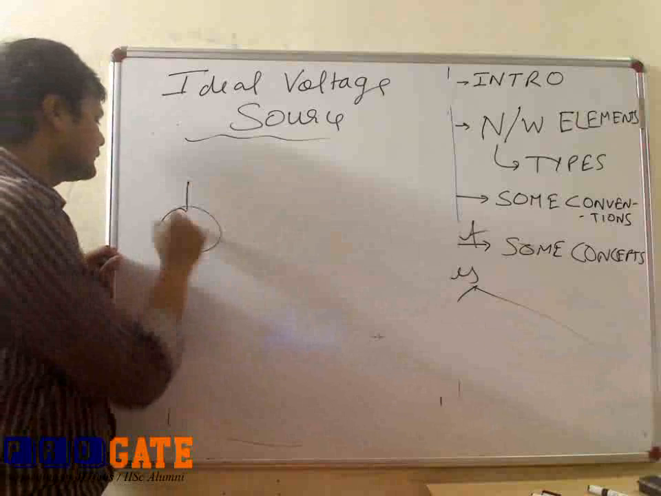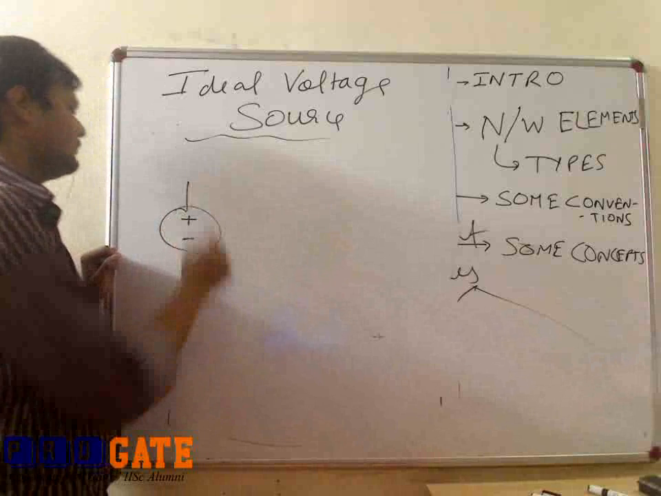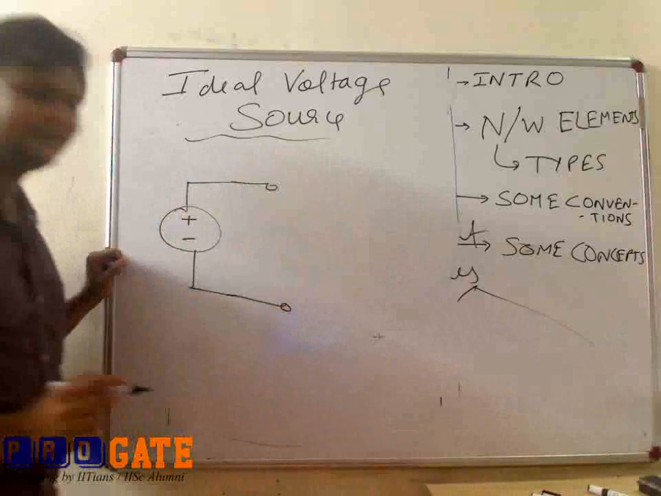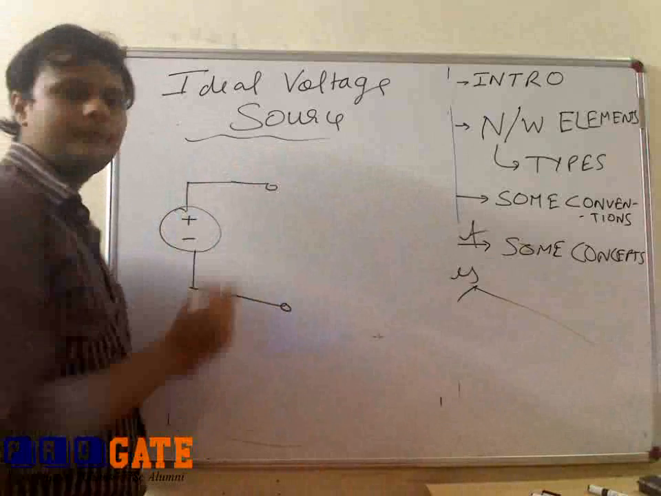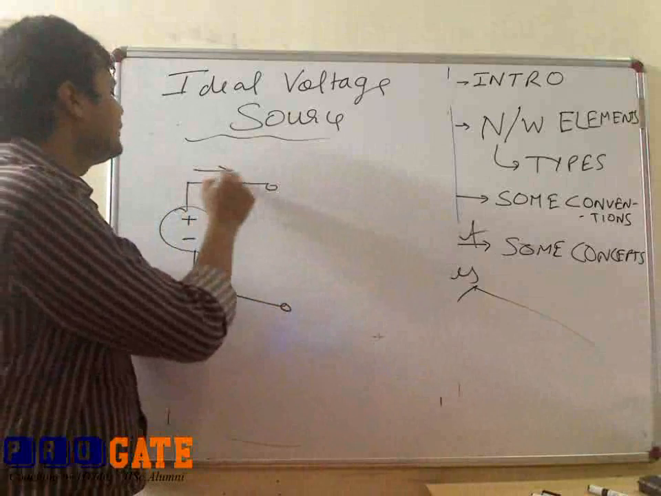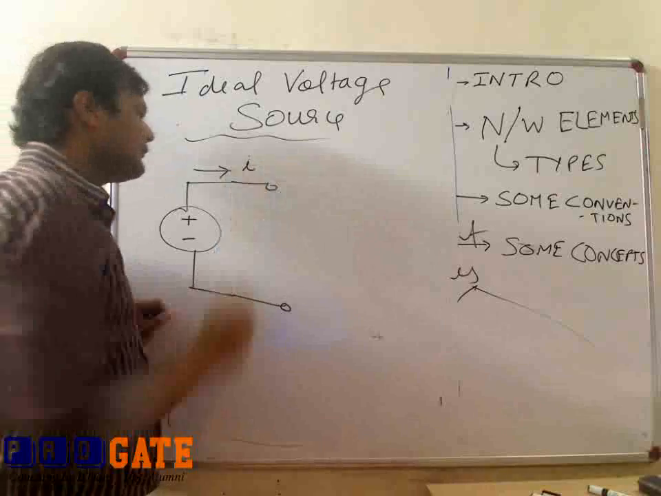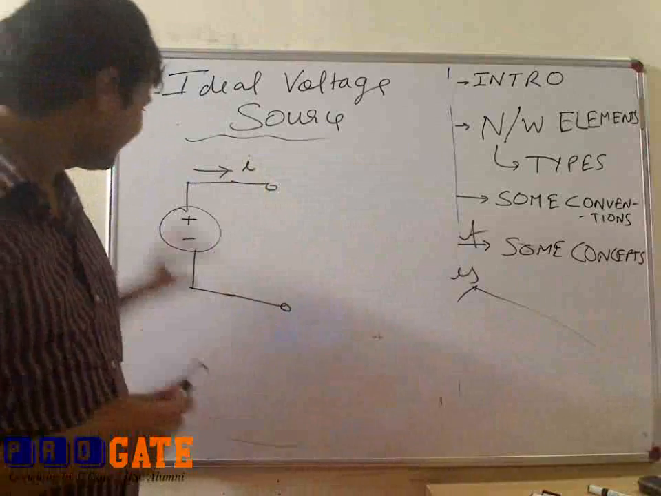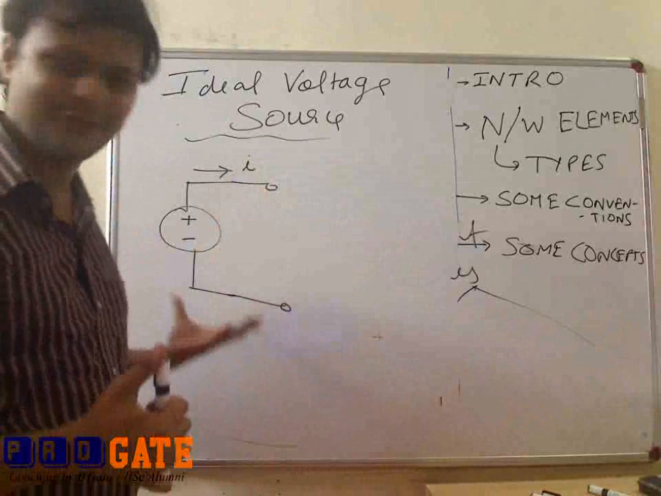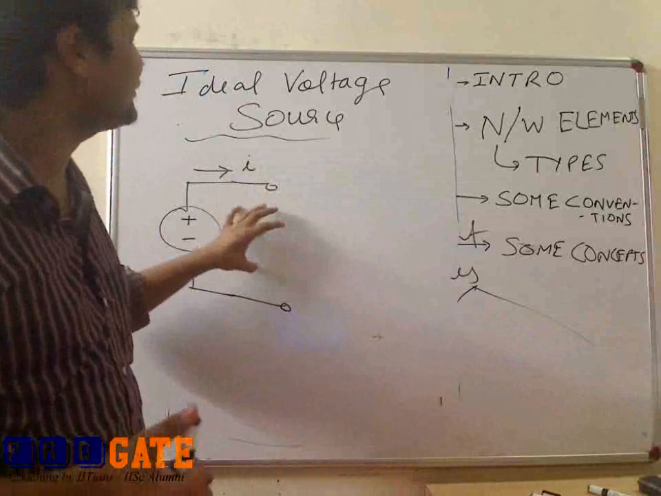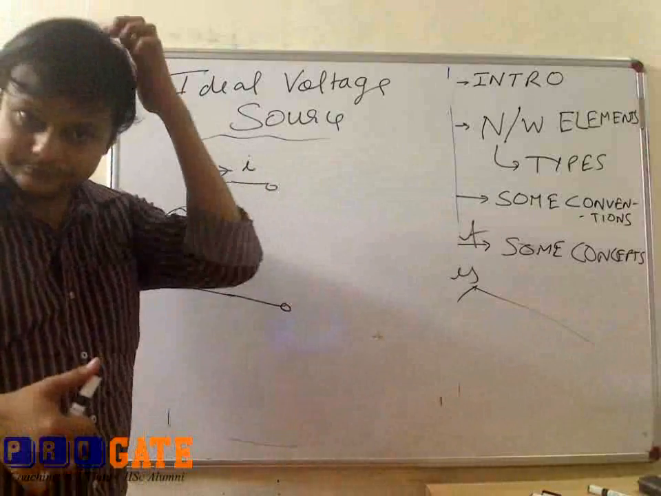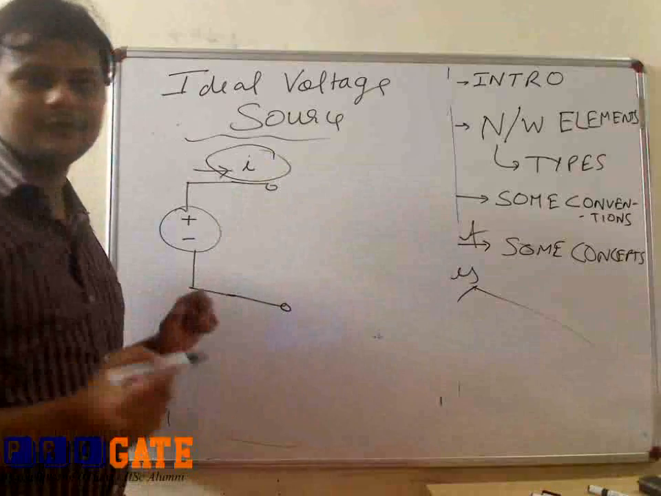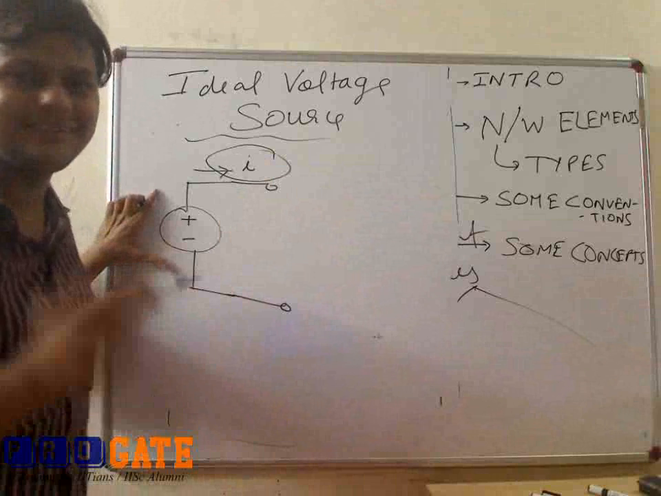Suppose I have a voltage source. This is how one can represent an independent source. This is a voltage source and one can draw an infinite amount of current from it. If one can draw an infinite amount of current from this source, then it is very good. This is one of the most important characteristics of the ideal voltage source. So, if one can draw any amount of current from the source, then it will be an ideal voltage source.